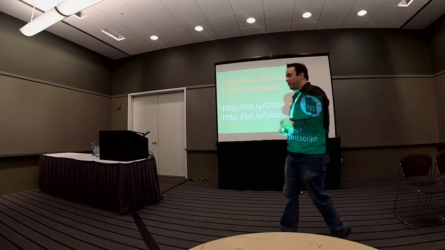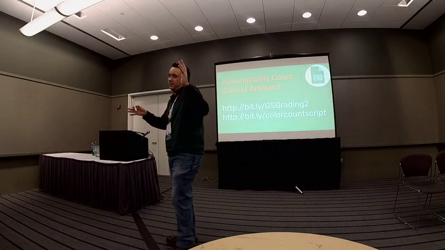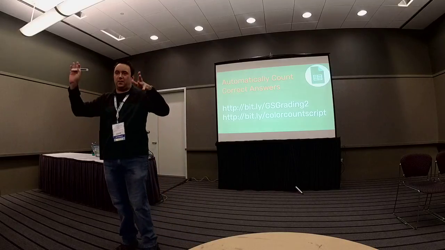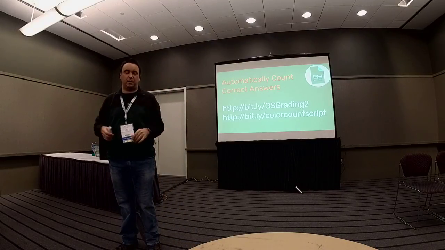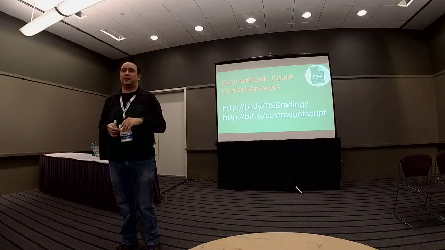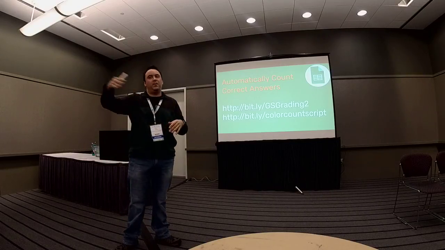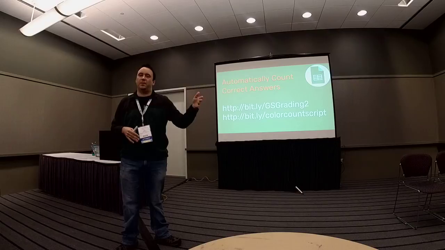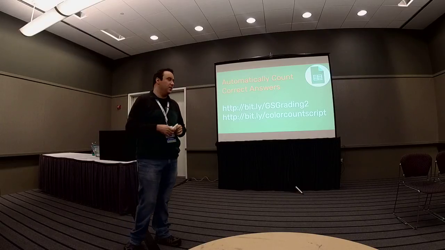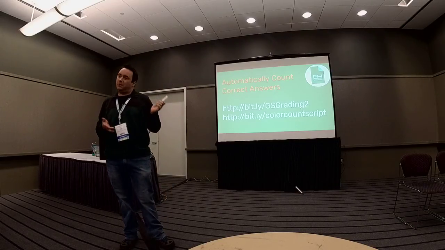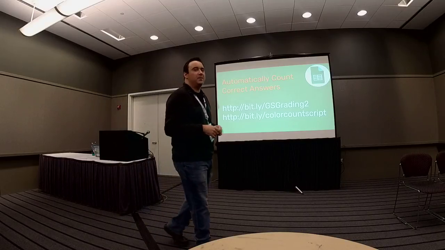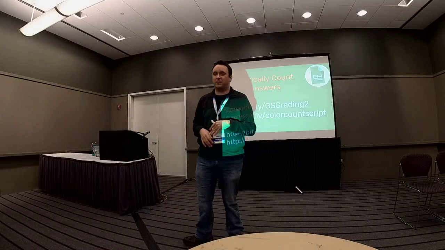Okay, so now there's this idea that, let's say we have all these answers and we have them marked green and red, or whatever colors you want for correct and not correct. If you have 20 questions, would you still have to go through and count up how many greens, how many reds? And the answer to that is no. Google Sheets can do that for you. So you can count the number of cells that are marked green.